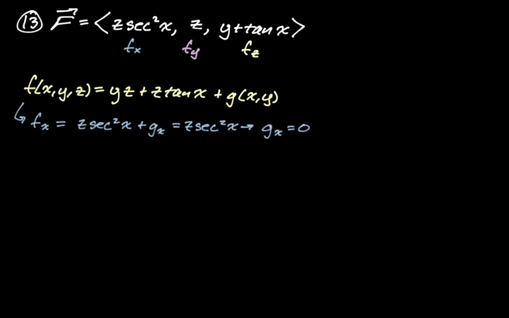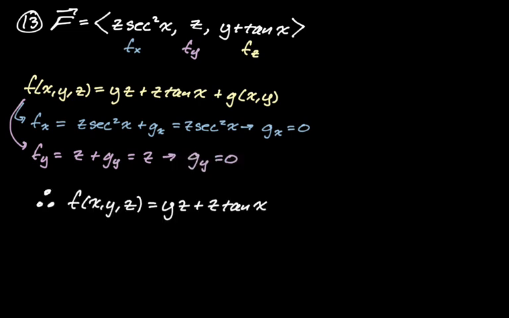Now I'm just going to go back to this. I don't have to update anything really. I'm just going to find partial y of what I think our potential function is. Partial y would just be z plus partial y of g, our arbitrary function, compared to what we have for partial y in the event that this is conservative. And it would just be z, which means, again, partial y of g must be 0. So actually, we found our potential function by starting with partial z. We just found it. It was there. A potential function for this is yz plus z tan of x.